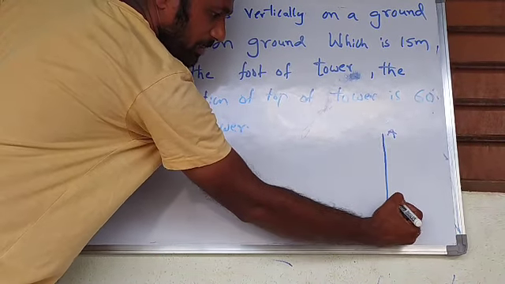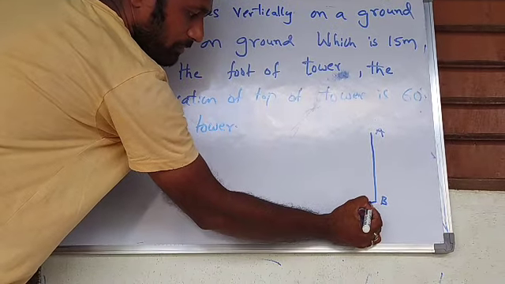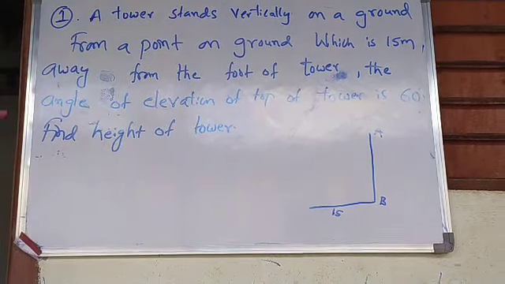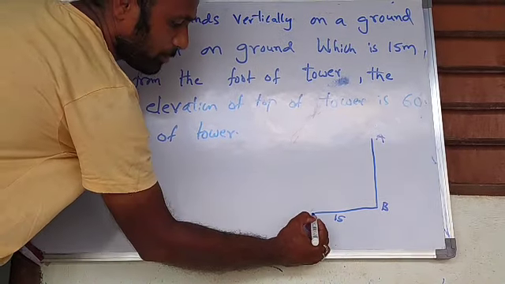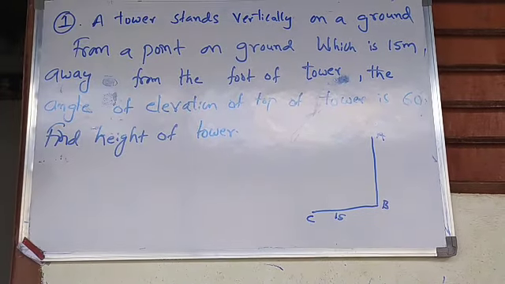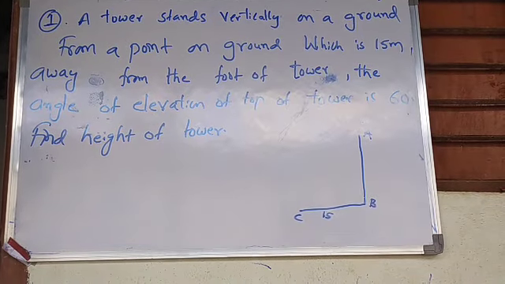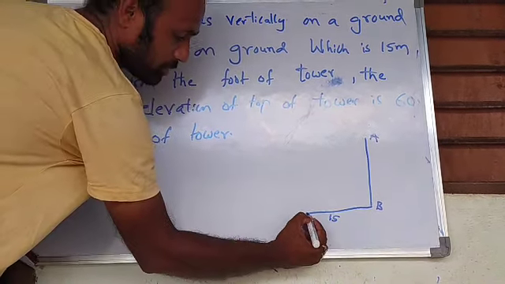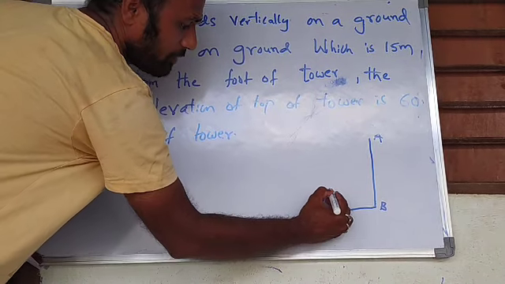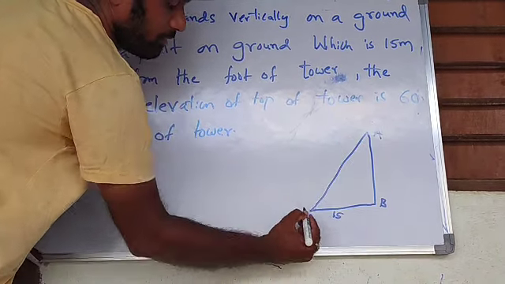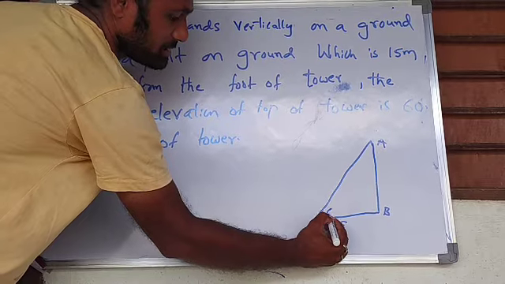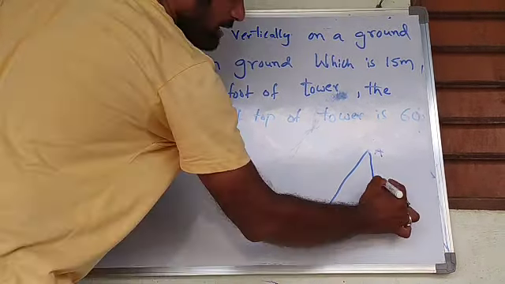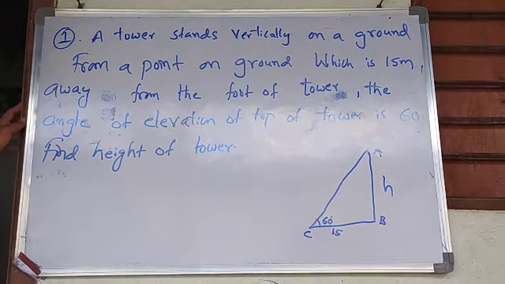Let me mention it with AB. So from the foot of the tower, this is 15 meters away. There is one point, so let us give that point as C. The angle of elevation. So he is clearly mentioning the angle of elevation. So here is the observer. The angle of elevation is how many degrees? 60 degrees. So find the height of the tower. So we need to find this height. This is there in the question.